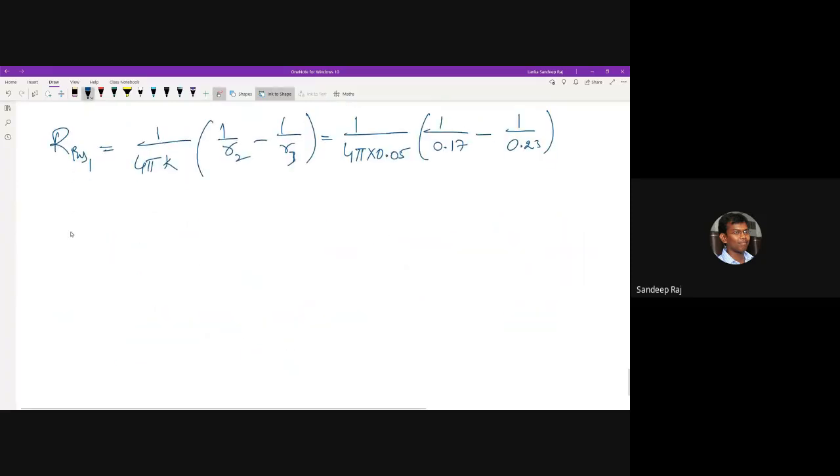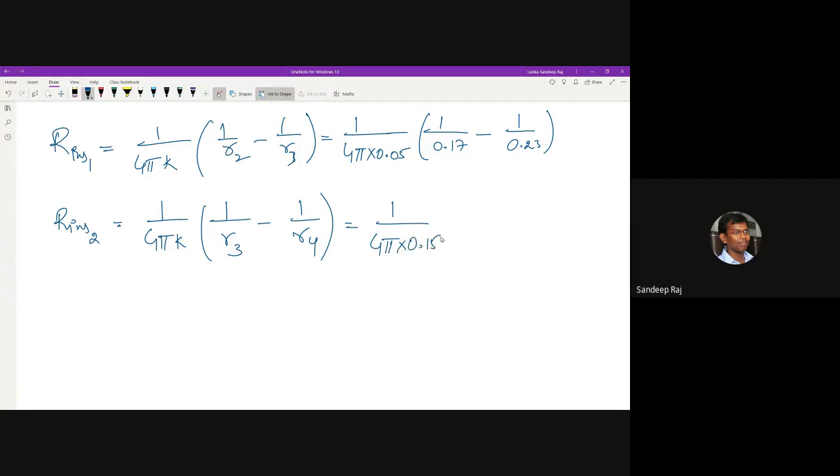Next one is R insulation 2, which is equal to 1 by 4 pi k into 1 by R3, sorry, minus 1 by R4. That is equal to 1 by 4 pi k, where k is 0.15 now, and in the second case, it is 1 by 0.23 minus 1 by 0.29. This is R insulation 2.